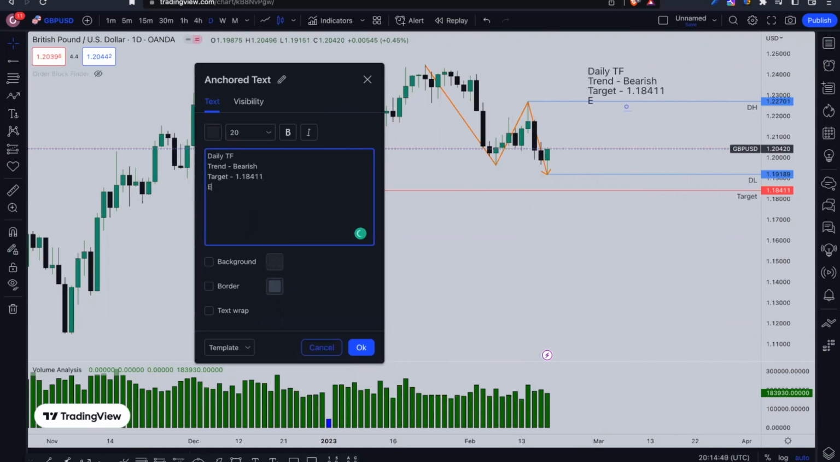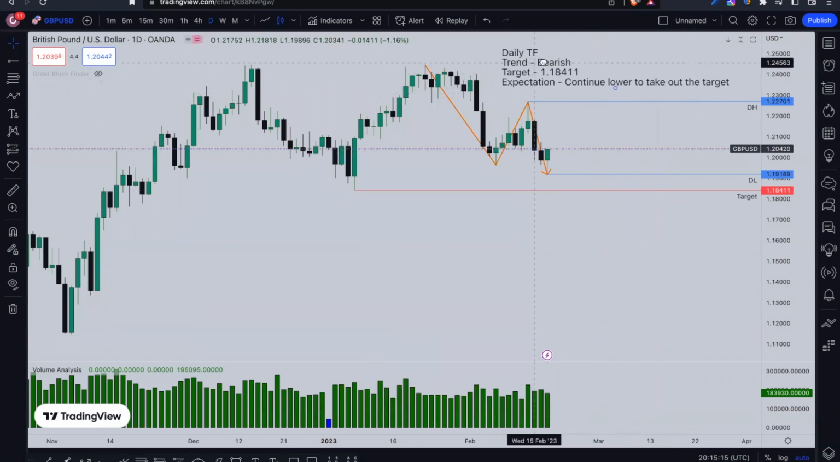And what is the expectation? The expectation is for price to continue lower to take out the target. So this is my analysis for the daily time frame. Okay, good. If I were trading on the daily time frame, I'd look for an opportunity to go short. But we do not trade on the daily time frame. I trade on the lower time frames.